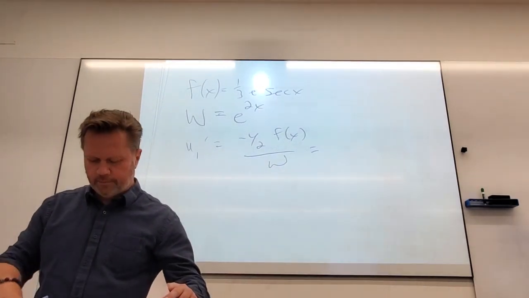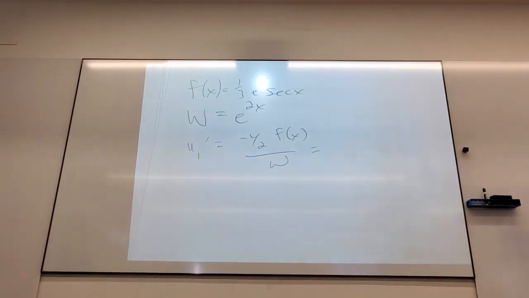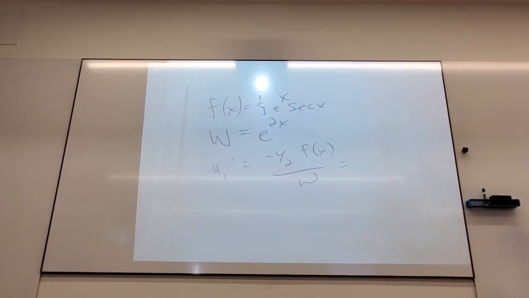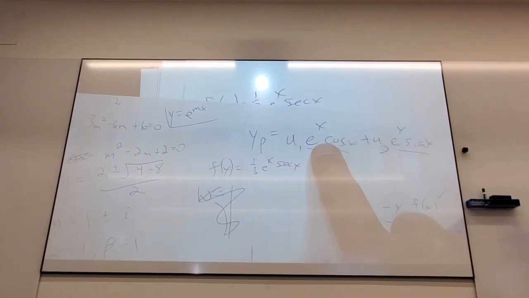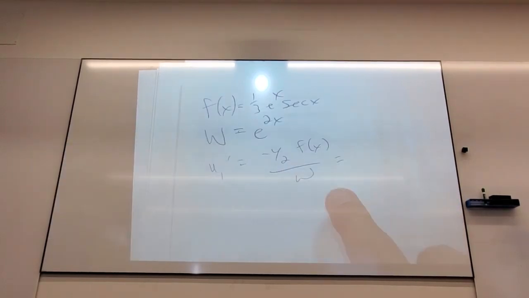Yeah, okay. That's right. Just so you guys know, on my answer key, I put these in a different order, so this would be my y1, this would be my y2, which would mean my Wronskian would be negative e to the 2x, but everything comes out in the wash. It doesn't matter which one you call y1, y2.